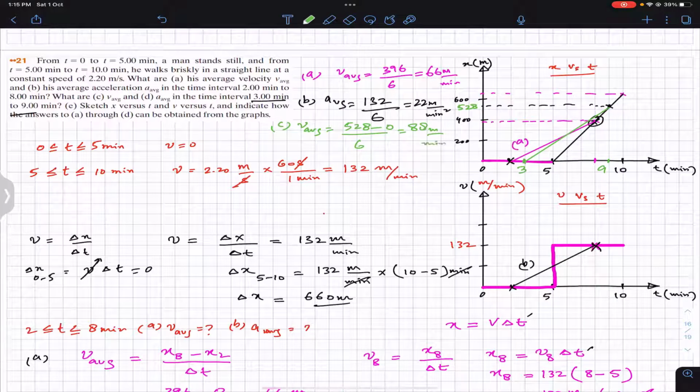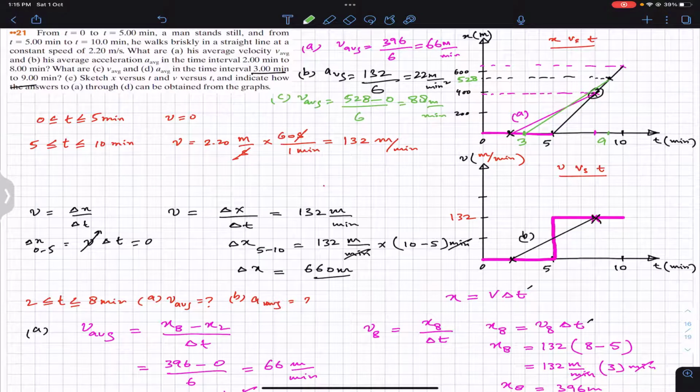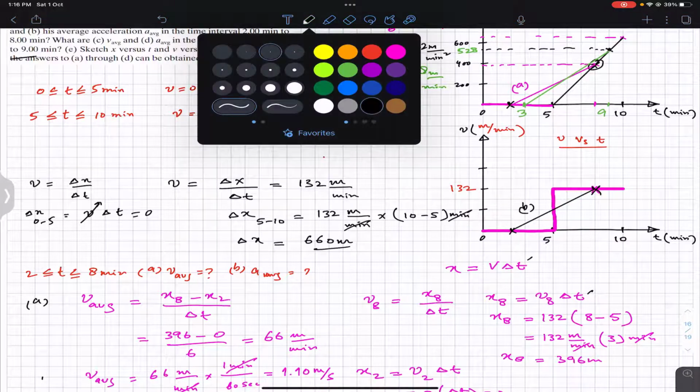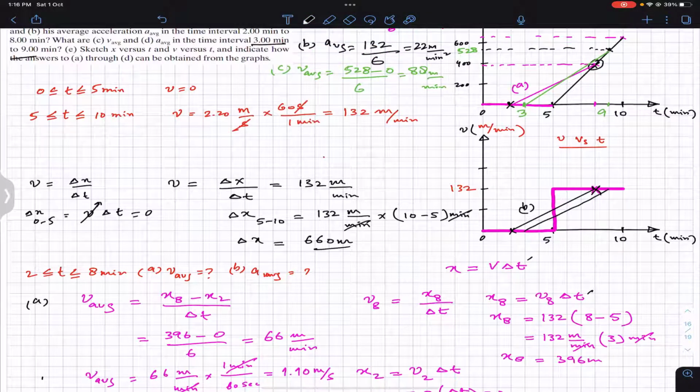And similarly for part D, at t equals 9, this is the velocity value, this is our point of interest, and at t equals 3 this is the velocity value. So we need to join this point and this point. So now let me join these 2 points. This is 3 minutes and this is 9 minutes. Now if we look at this straight line and this straight line, they are parallel to each other, so the slope of both of these lines will remain the same, and they will give us the same average acceleration.